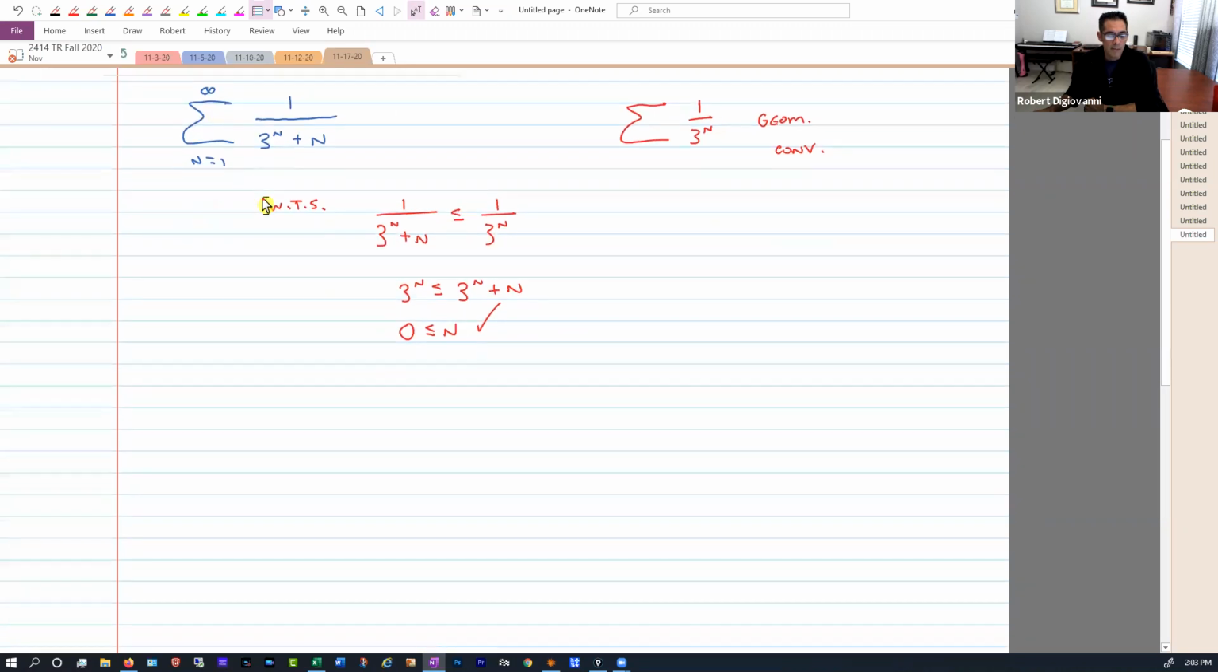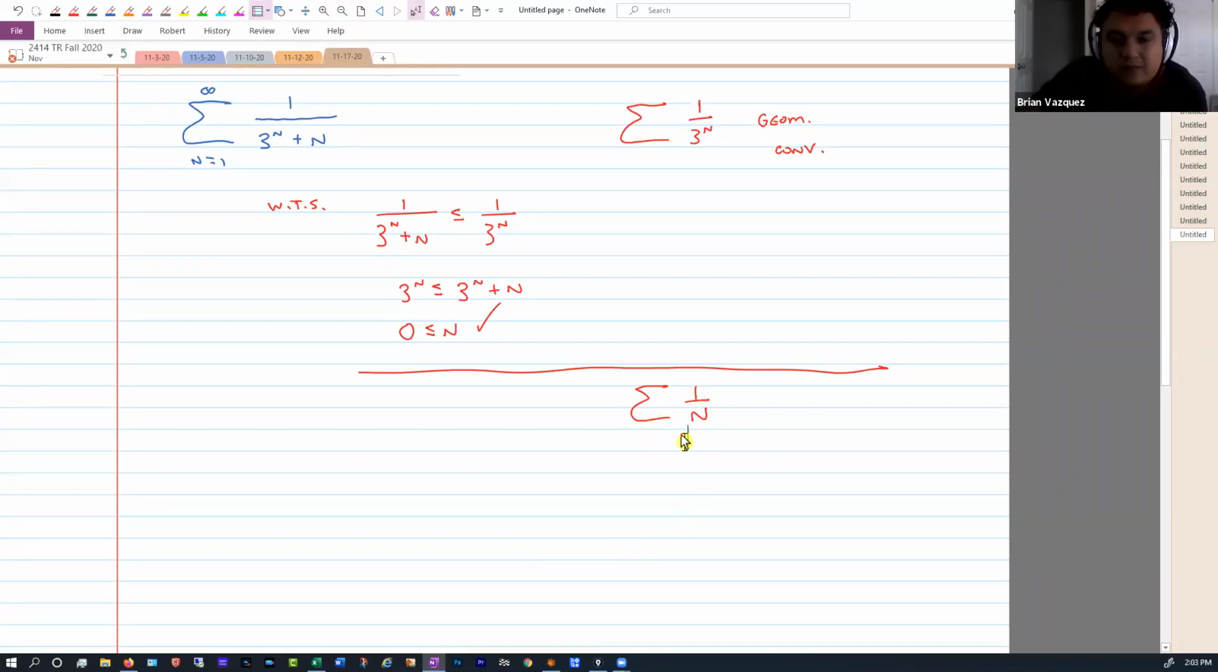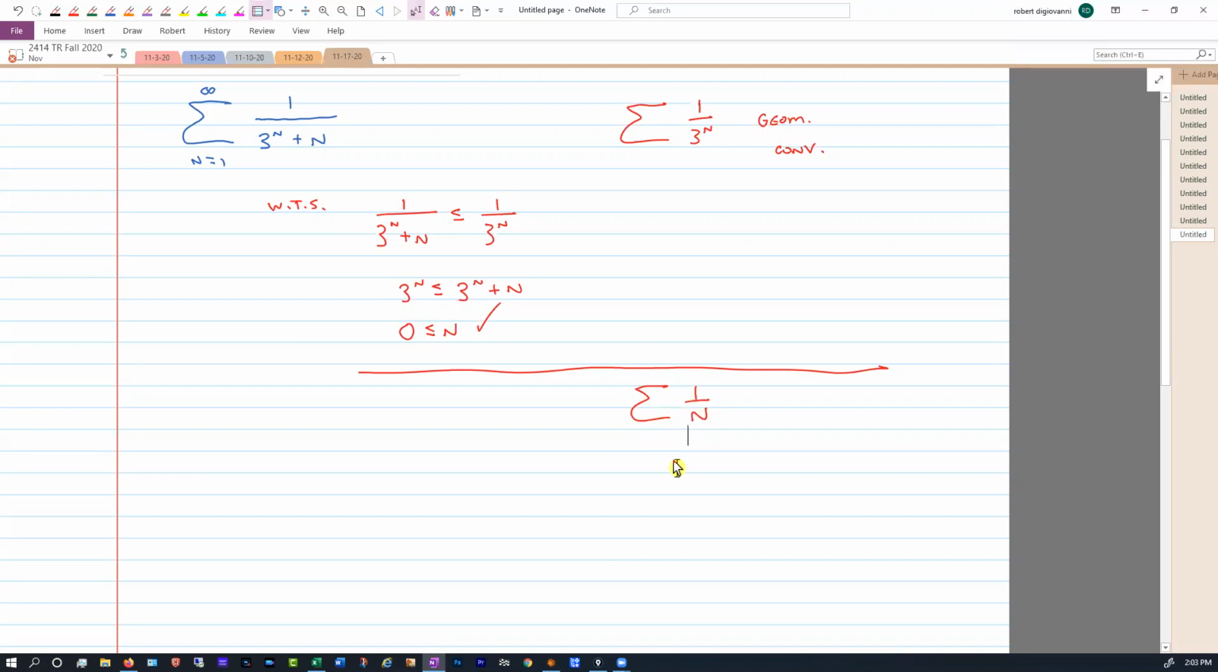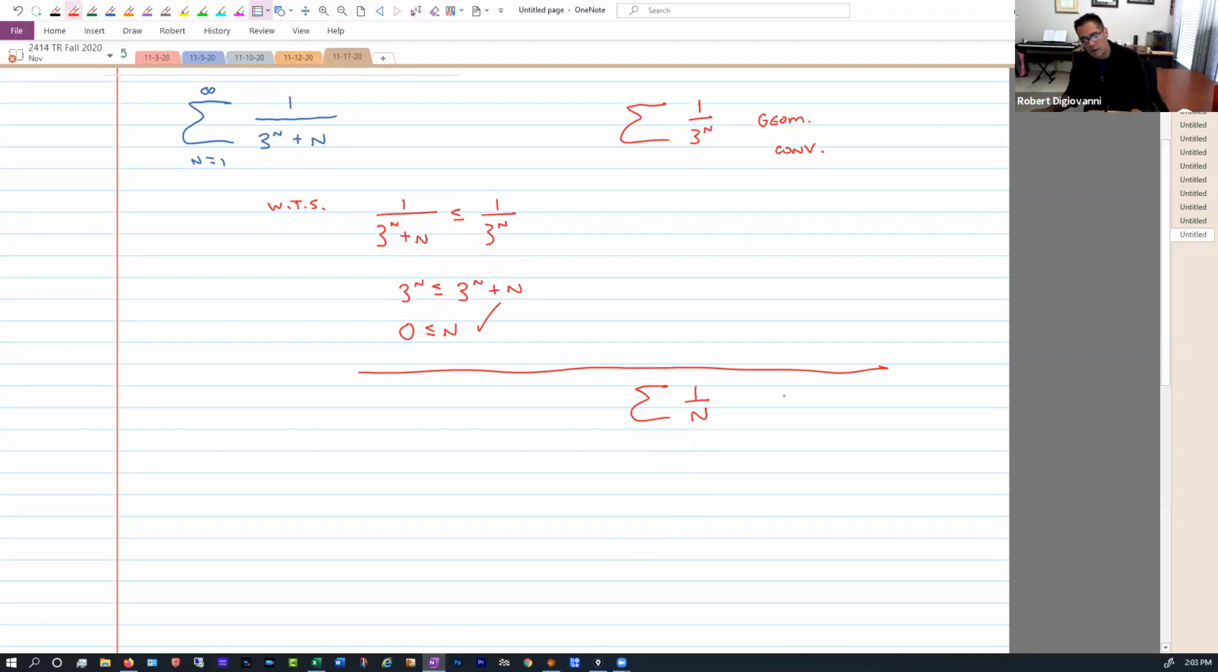Okay. Now, what if somebody else decided to do this, 1/n? So they did the 1/n instead. What type of series is this? Harmonic. What does it do? It diverges, okay? So we're doing the same problem, but we're doing a different comparison, just to show the difference.